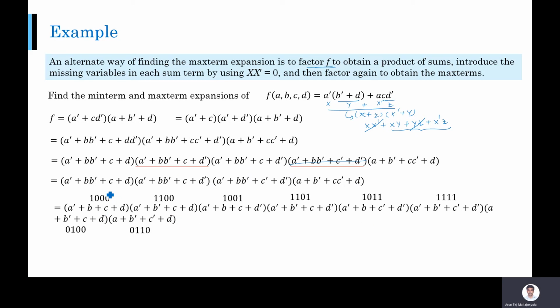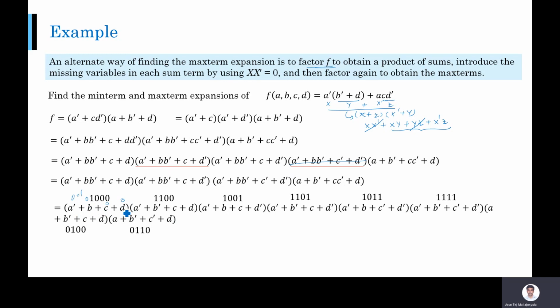So the corresponding row numbers can be easily obtained. So this is a dash plus b plus c plus d. We are talking about maxterm, so this has to be 0 for one combination of a b c d. This will be 0 when a dash is 0, b is 0, c is 0, and d is 0. So that means this will be 0 for a equal to 1, b equal to 0, c equal to 0, d equal to 0.